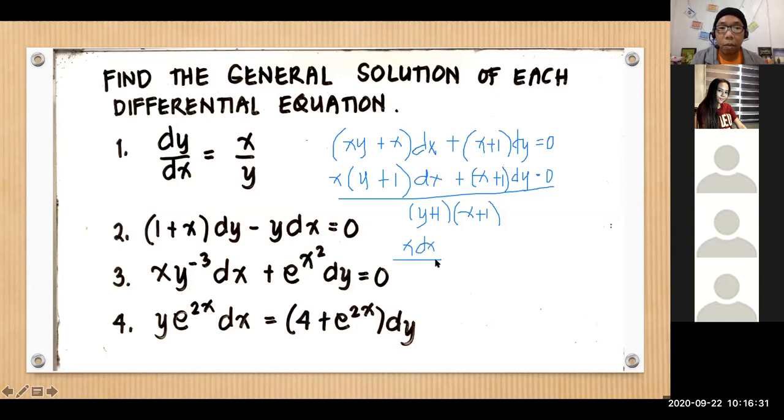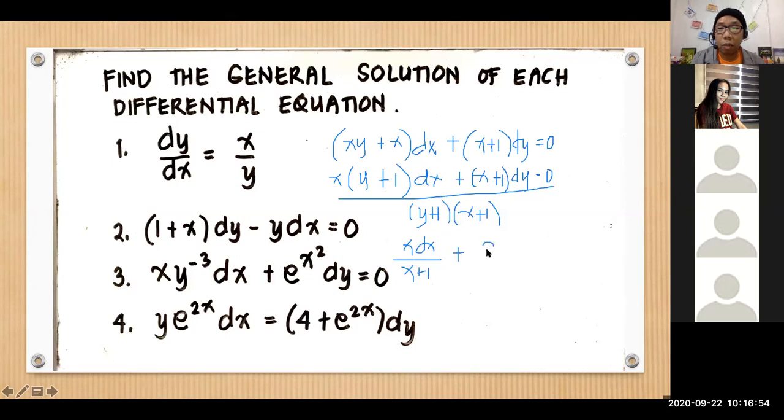Okay. Naririnig niyo ba ako? Ayan, cancel natin yung y plus 1. So, ang matitira dito is x plus 1. So, as you can see, the first term is a pure function of x. Ayan, pwede natin siyang ma-integrate. Okay? But before that, ayan, tapusin muna natin. So, divide this term by y plus 1 times x plus 1. So, makancel na yung x plus 1.